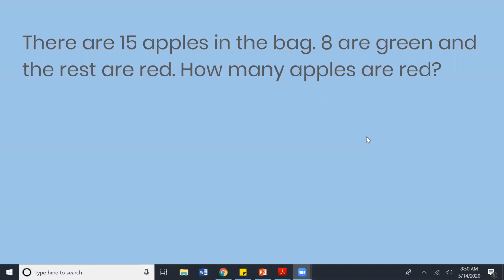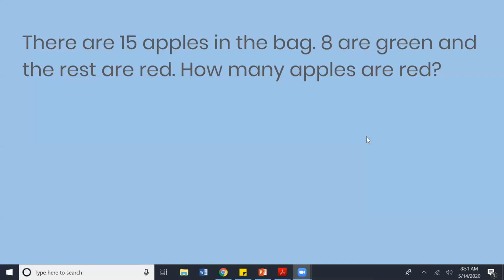Okay, I'm going to read it one more time, and here's what I want you to think about. I want you to think about if there's an action that happens or if we're describing. Okay, is there an action or are we describing? And I want you to decide if we are missing a partner or if we are missing the whole or the total. Are you ready? There are 15 apples in the bag. 8 are green and the rest are red. How many apples are red?